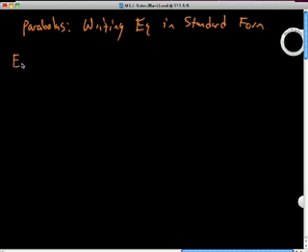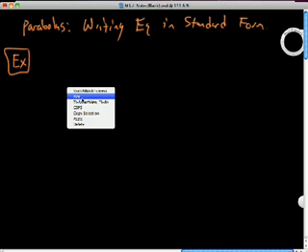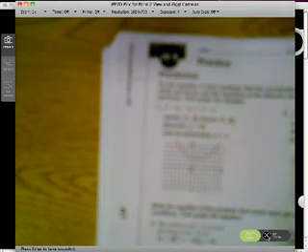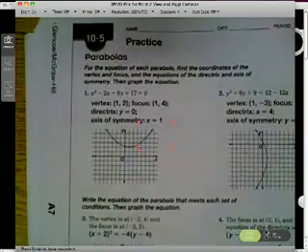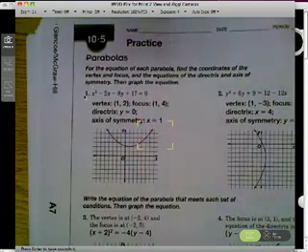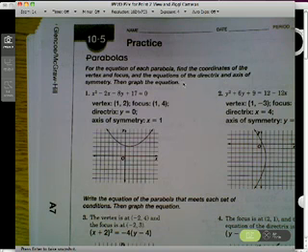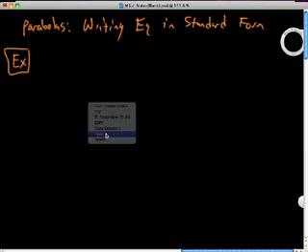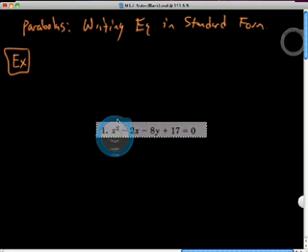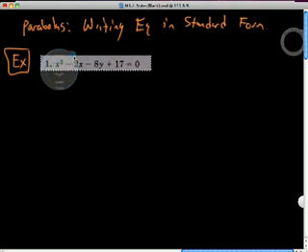And our first example I'm actually going to steal off of this worksheet. So let's focus it. And I'm going to, it says for the equation of each parabola, find the coordinates of the vertex, the focus, and the equations of the directrix and the axis of symmetry, then graph the equation. So I'm going to just steal their example right there and paste it in here. And so here's our first example.